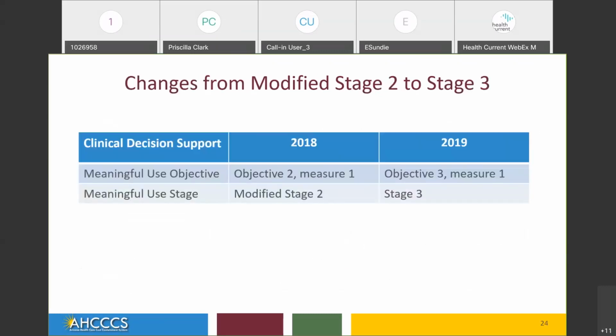So what changed from modified Stage 2 to Stage 3? The meaningful use objective in Program Year 2018 was Objective 2, Measure 1. In Program Year 2019, it is now called Objective 3, Measure 1. In Program Year 2018, it was modified Stage 2, and in Program Year 2019, it is now Stage 3.